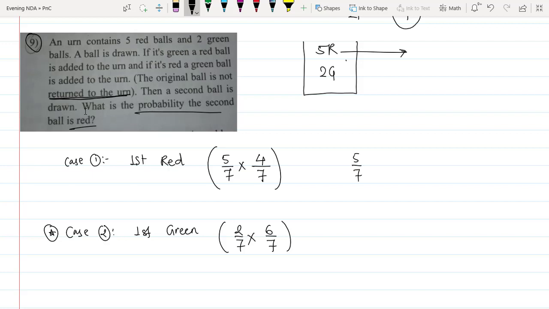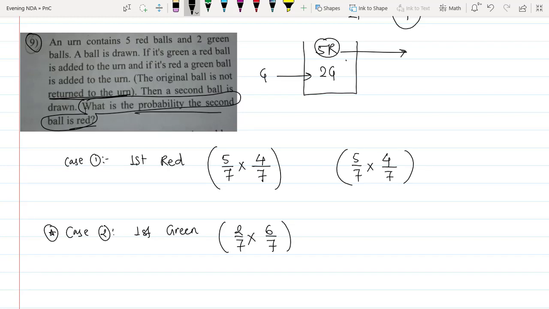So they have given that if you are taking the red ball, you have to add a green ball. Now next time, what is the probability of taking a red ball? Because why we are focusing on the red ball, because they have asked that the second ball should be red, so we need that probability. So you have taken one red out, so remaining are 4 out of 7. So 4 by 7 is the probability for the second red ball.